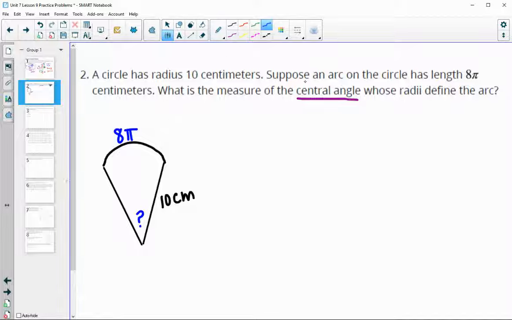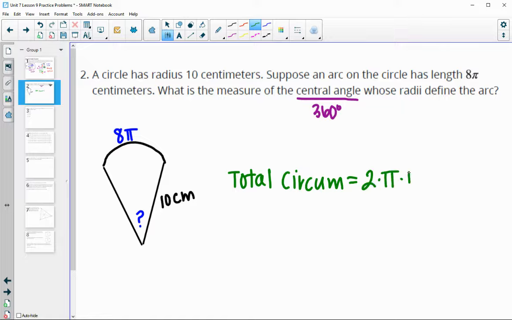So again, we know the total of all the central angles is 360. So we want to be figuring out what portion of this circle we have. So we know the radius and we have part of the circumference. So let's figure out the total circumference. And circumference is 2 times pi times the radius. So our total circumference here is going to be 20 pi.